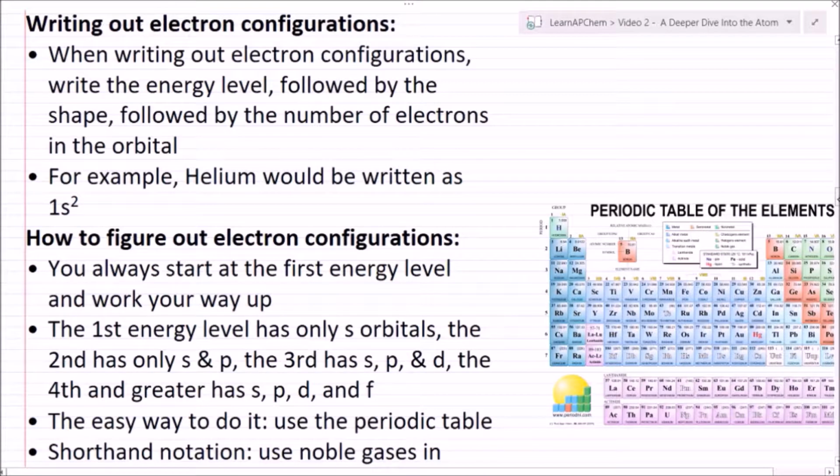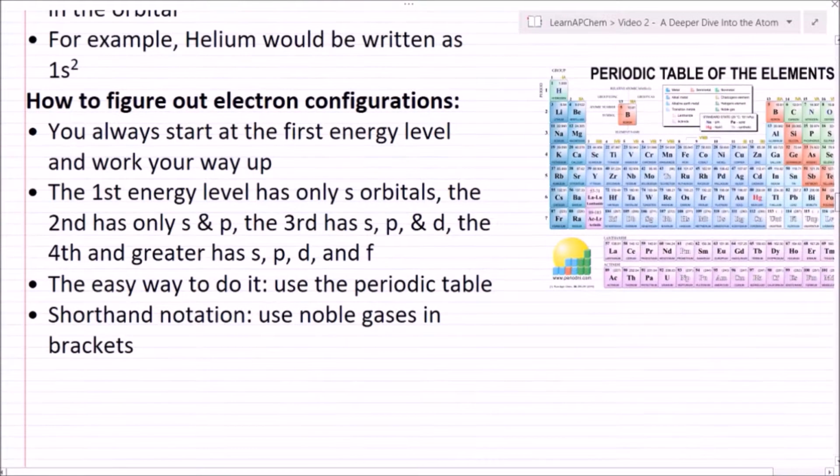Alright, so let's talk about writing out electron configurations now. When we're writing out our electron configurations, we want to write the energy level, followed by the shape, followed by the number of electrons in the orbital. So for example, if we wanted to write out an electron configuration for helium, we would write 1s2. So we have this first energy level, followed by the shape, which is always s. You always start with s, followed by the number of electrons in the orbital. So here, for our s orbital, we have 2 electrons.